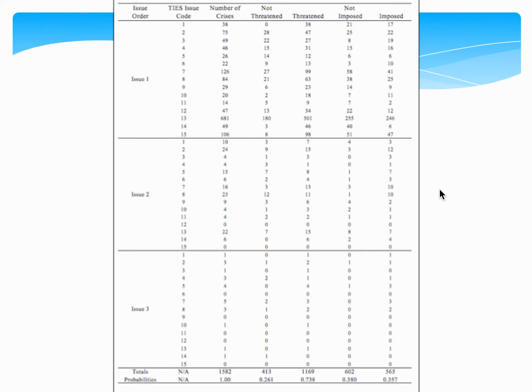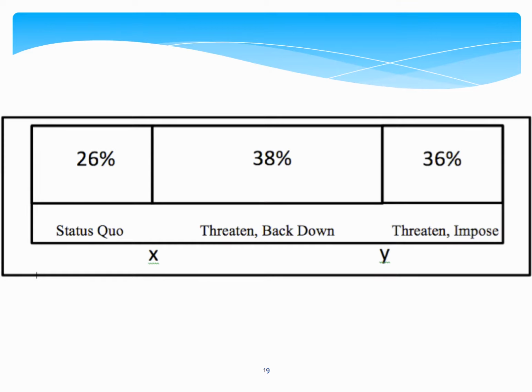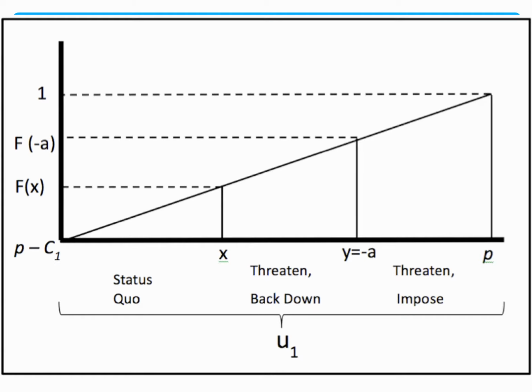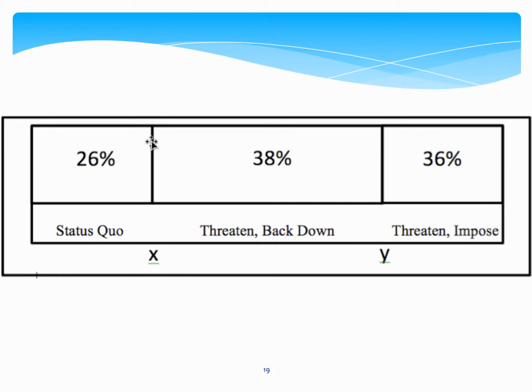So in the TICE dataset, we see different stages of economic sanctions. One is sanctions are imposed, and the other one is sanctions are not imposed, sanctions are threatened, and sanctions are not threatened. Now, if I look at all of those cases and probabilities, those are the probability numbers that I get. Then after I plug those values into our CDF table, this is what we get. So government choosing status quo is 26% probability, threatening backing down is 38%, and threatening impose is 36%.